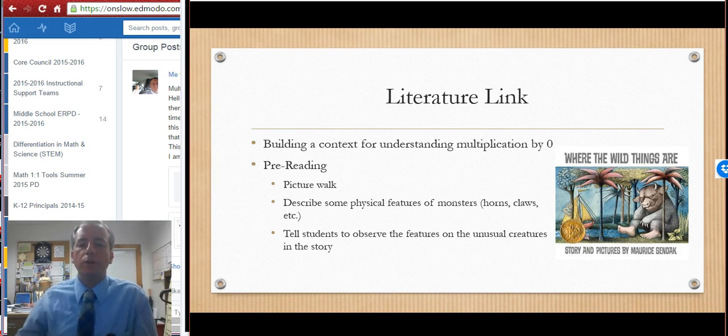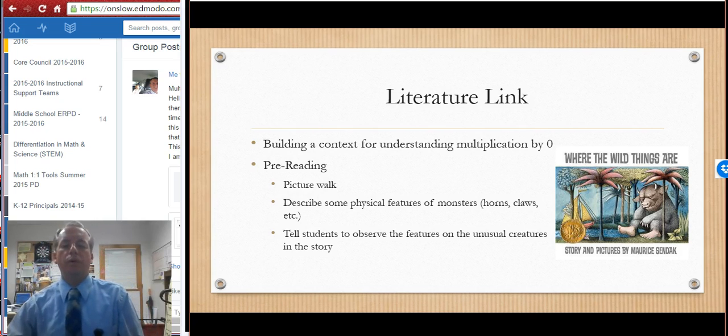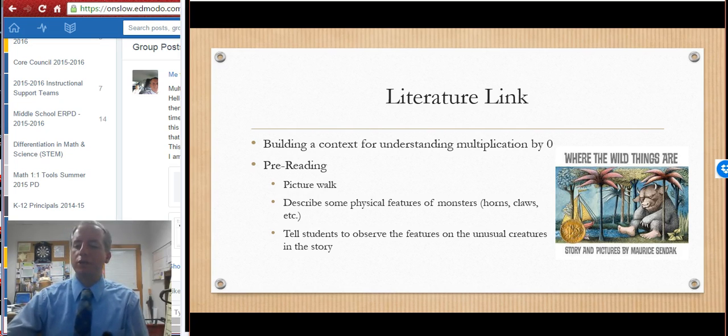So our story for multiplying by 0 is Where the Wild Things Are. I said at the beginning, this is one of those stories that when you ask different people, some people will say, oh, I love that story, it's one of my favorites, and other people say, Maurice Sendak's just a little different. So some people really like this, and some people it's not their favorite. But I think when you see the activities that go along with it, you'll like this in terms of student engagement, and it doesn't take a whole lot of work. It does bring in some interesting art connections as well.